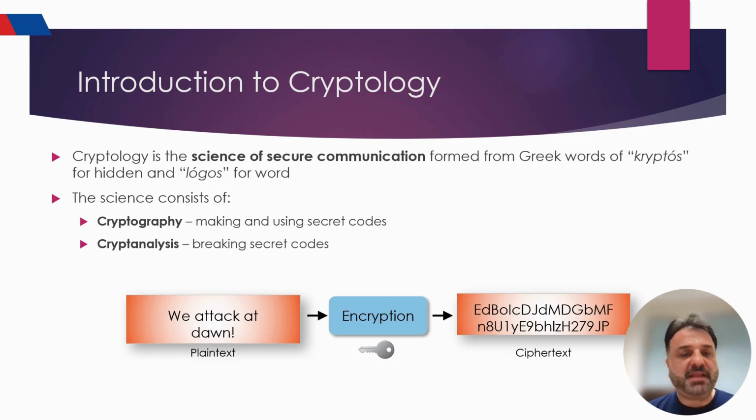It is a science that includes studies from other disciplines such as mathematics, computer science, electrical engineering, as well as linguistics. And it is generally made of two separate parts, cryptography and cryptanalysis. Cryptography is about making and using secret codes, and cryptanalysis is about breaking secret codes. It is important to have both these parts because they serve as a check and balance against each other. So if the codes can be easily broken, then they need to be redesigned and reconsidered.